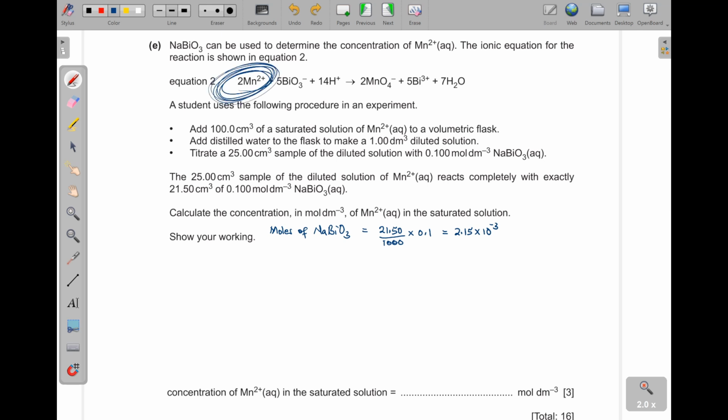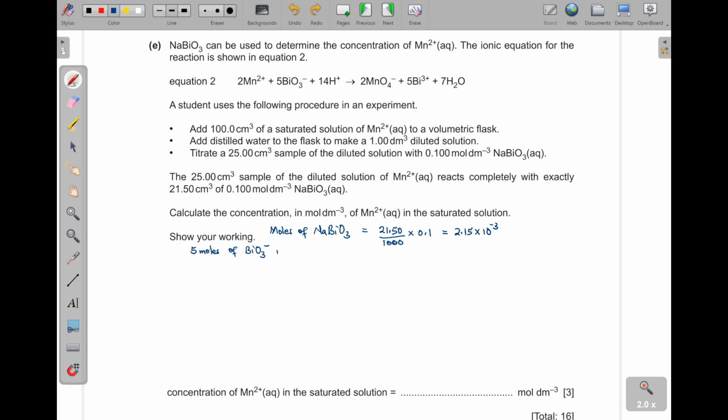Now, after getting the moles of sodium bismuthate, we can find the moles of manganese 2 which reacted. From the stoichiometric equation, this is clear. It shows that 5 moles of sodium bismuthate. Now, sodium bismuthate is soluble in water, so when we say the bismuthate ions here, you should know that it is the whole thing here.